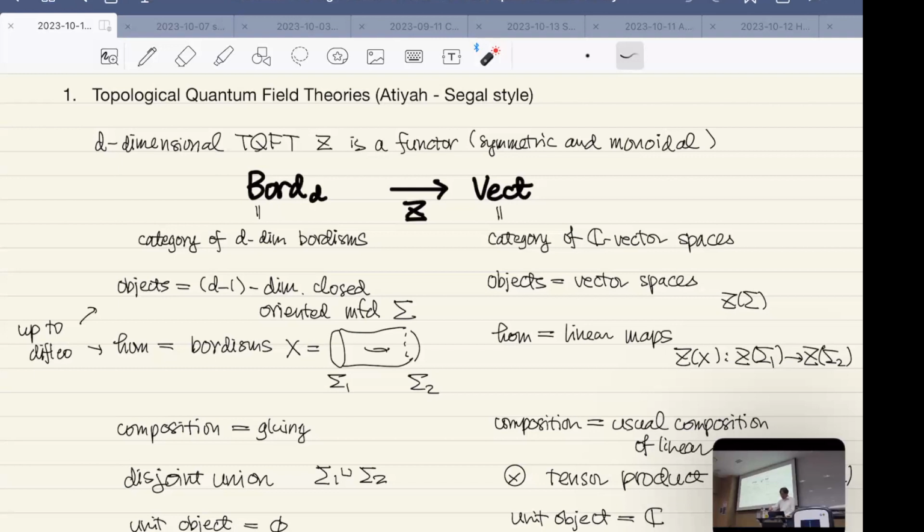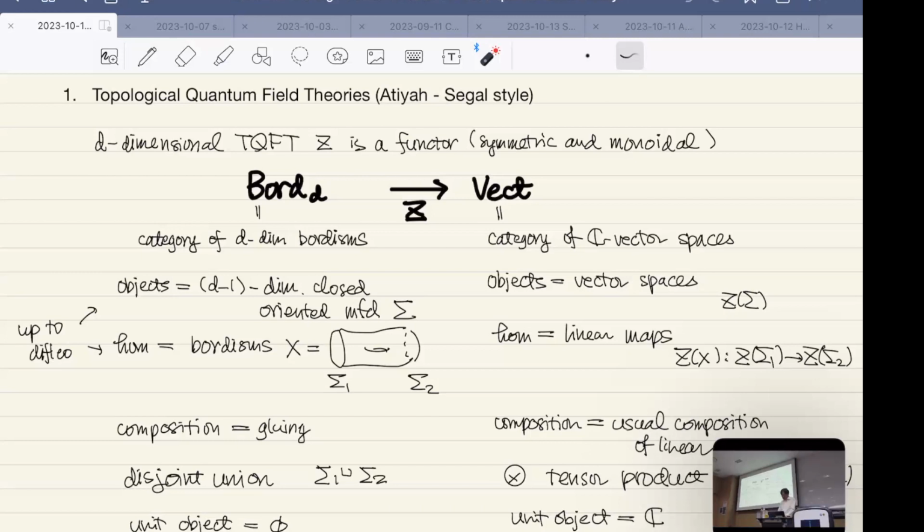So this is a functor from the category of bordisms to vector spaces. And what is the category of bordisms? So this is a category. You have objects and homomorphisms. So objects are d-1 dimensional, where d is a fixed integer. Soon I will specialize in the case when d equals 3, but so far this is general. So an object is a (d-1)-dimensional smooth manifold without boundary, and I assume that the manifold has orientation.